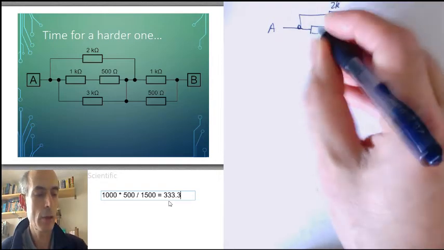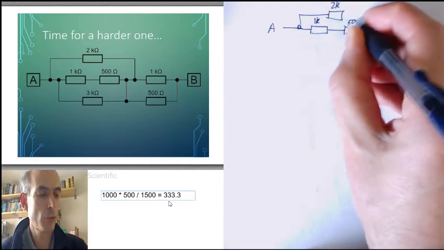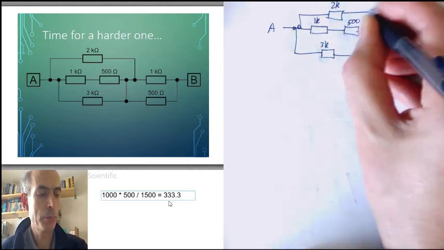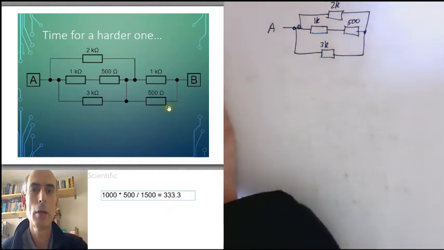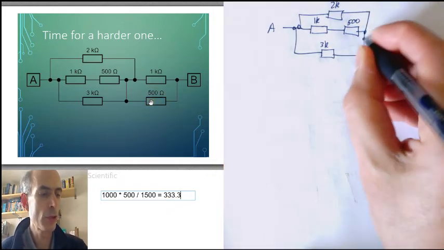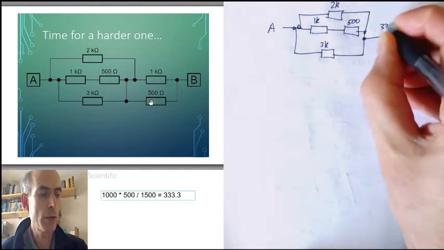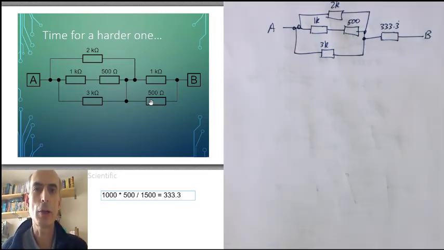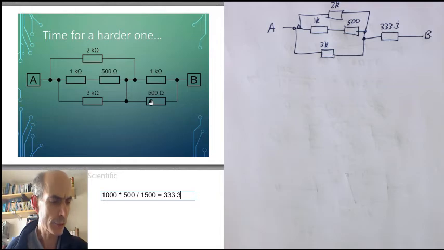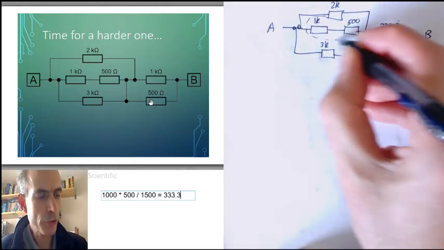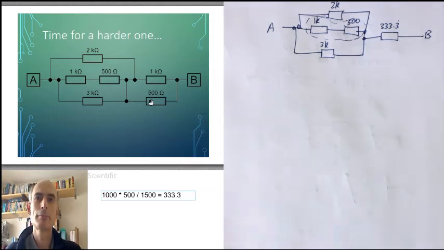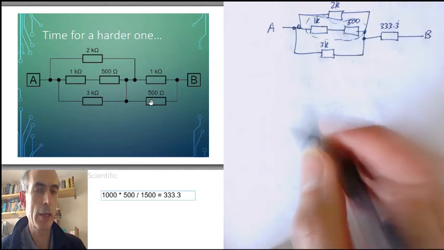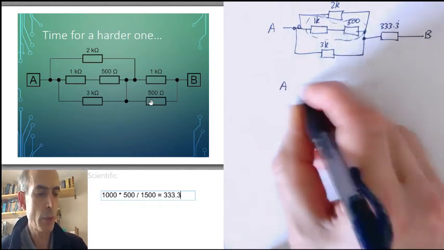That's a 2K, that's a 1K, that's a 500 ohms, there's a 3K down here, and I'm going to replace this parallel combination of a 1K and a 500 with a single 333.3 etc. ohm resistor before it leaves the network and goes out to point B. Next, well, these two resistors are in series. So we can replace them with a single resistor which has a value of 1K5. And that reduces my network to this.